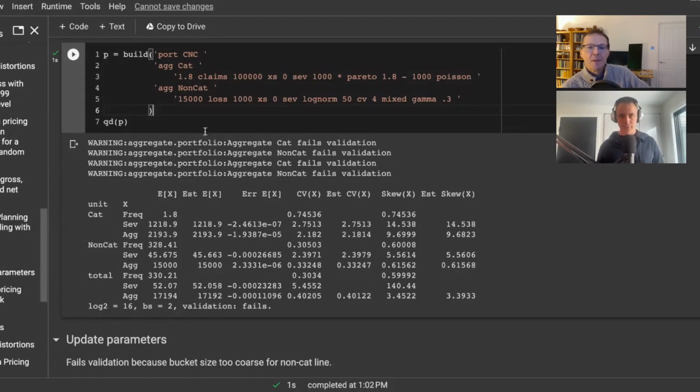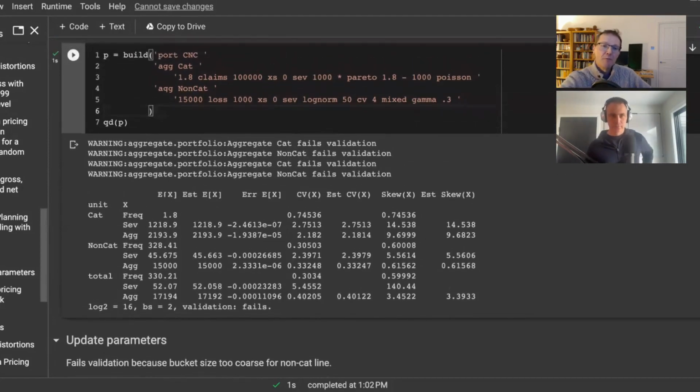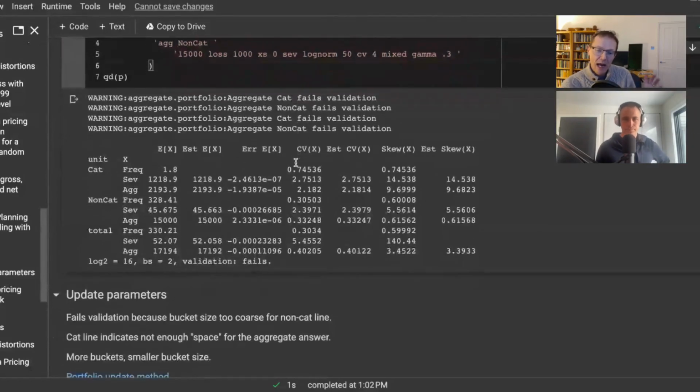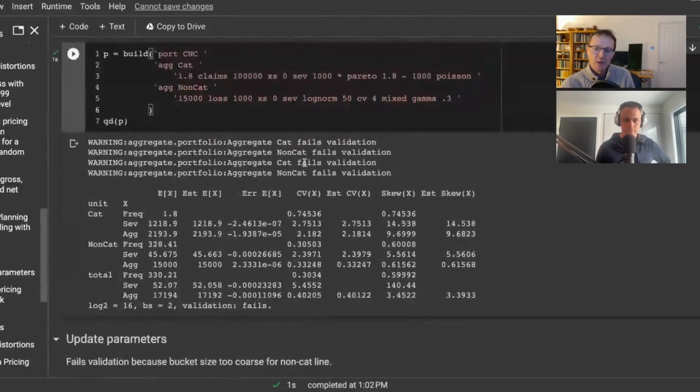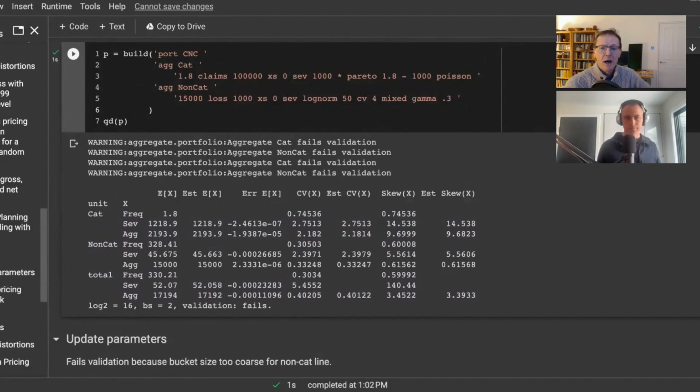So they're failing validation, Steve. So let's look at that. The next block for cat and non-cat, those are aggregate objects. So they're the same as the commercial auto object we had before, and these blocks of 3 lines are the exact same thing that we had before. If we created cat on its own, its validation would look like this, and the non-cat would look like here. And then the total is just adding the 2 up. They're added up as though they're independent, which in this case for cat and non-cat is probably not an unreasonable assumption to make.